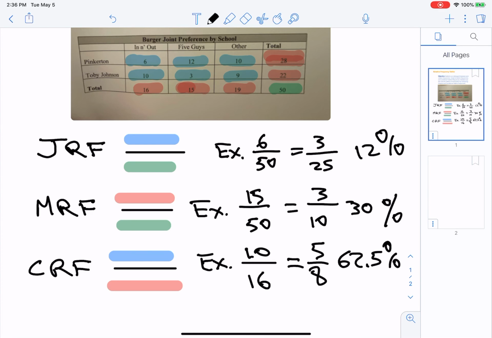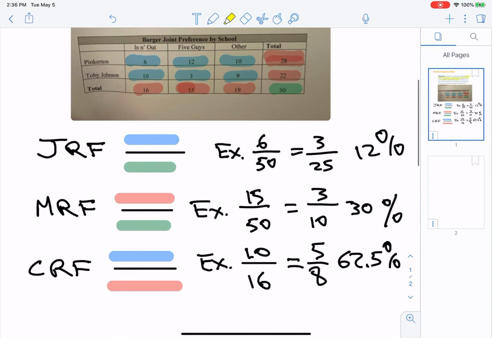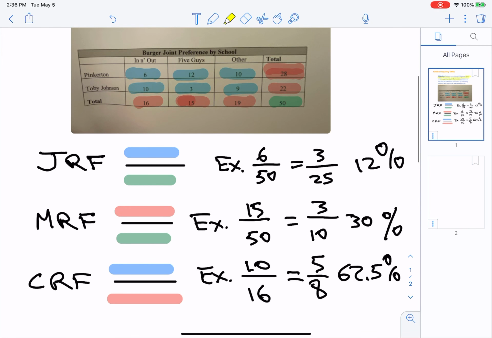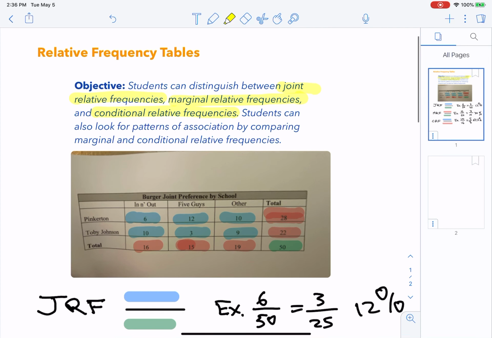All right, I want to go back now and look at our objective. I'll highlight these all in the same color now: joint relative frequencies, marginal relative frequencies, and conditional relative frequencies that we've taken off this table right here, and we're starting to analyze the table in a way that's mathematically productive. I hope you enjoyed that, and I hope that's helpful. In the next video, we're going to get at this issue of patterns of association.